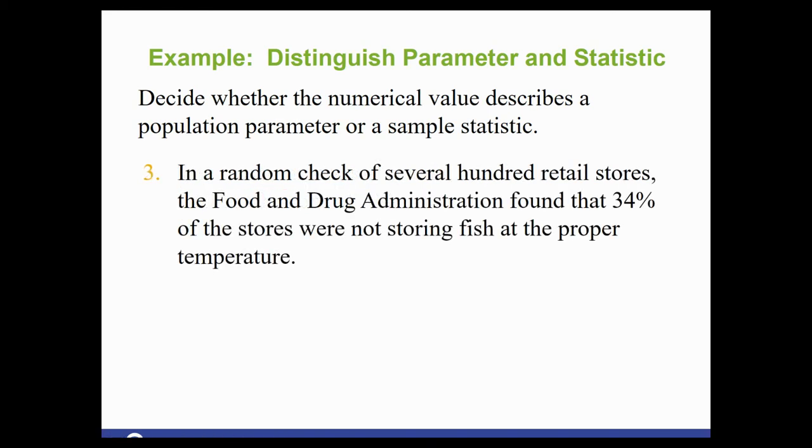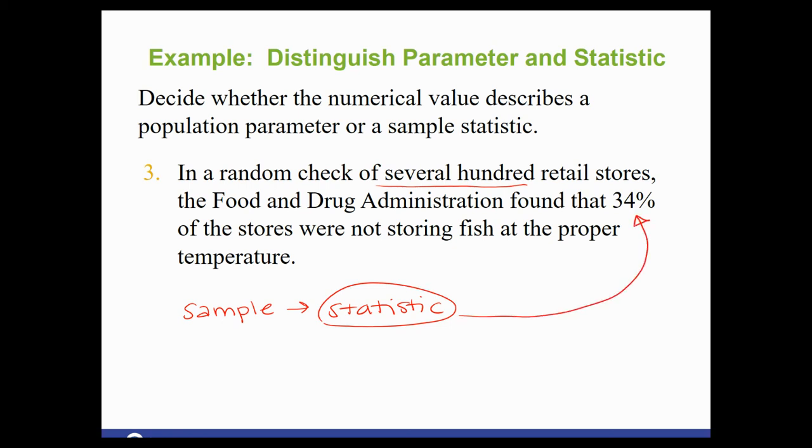So here's a third one. Example 3, in a random check of several hundred retail stores, the Food and Drug Administration found that 34% of the stores were not storing fish at the proper temperature. Ask yourself, population or sample? Since we're only talking to several hundred of them, that's going to be a sample, which means the number they're giving us is called a statistic, and that is that 34%.